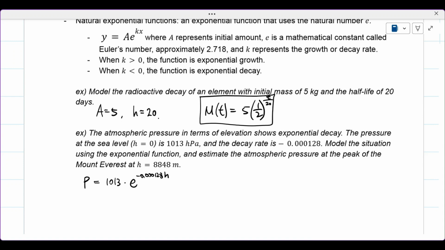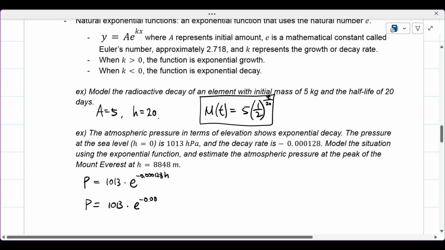So that's the exponential function that we use to estimate the atmospheric pressure at h equals 8,848. So we just need to plug in the values. P equals 1,013 times e to the power of negative 0.000128 multiplied by 8848. Let's use the calculator for that.